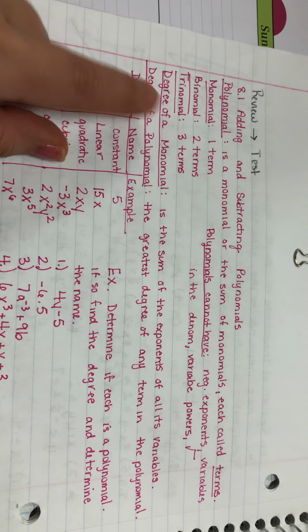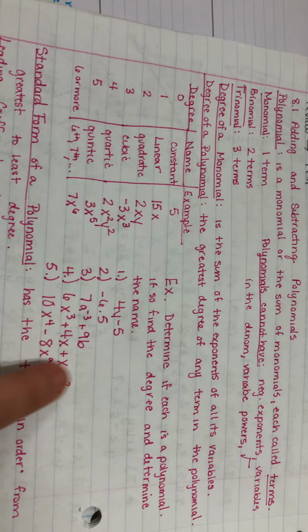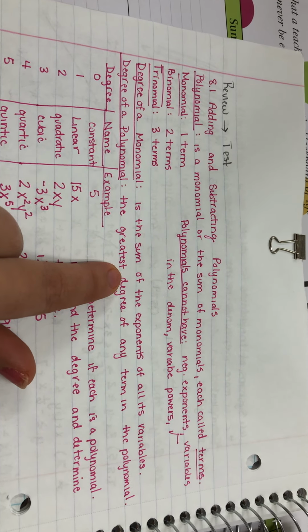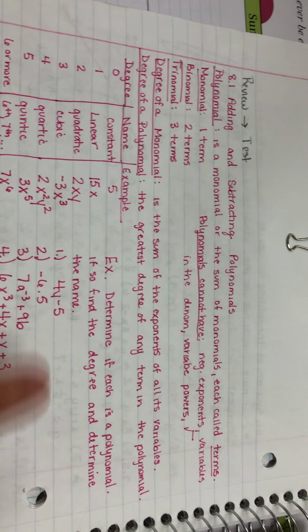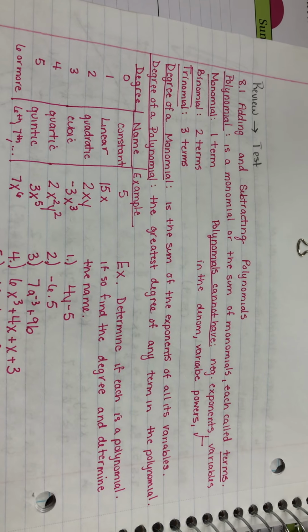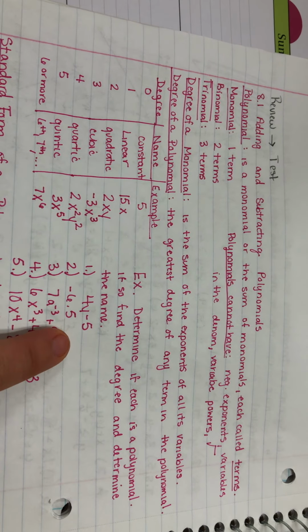Now, the degree of a polynomial, you look at the whole thing in a row, and we'll practice it. It's the greatest degree out of all the terms. So you have to look at all of them and say which one has the biggest degree. You don't add them all together, you look at each term separately and see which one's the biggest, and we'll practice it right over here.